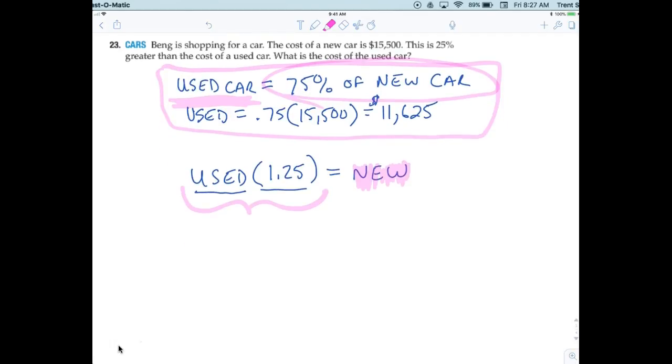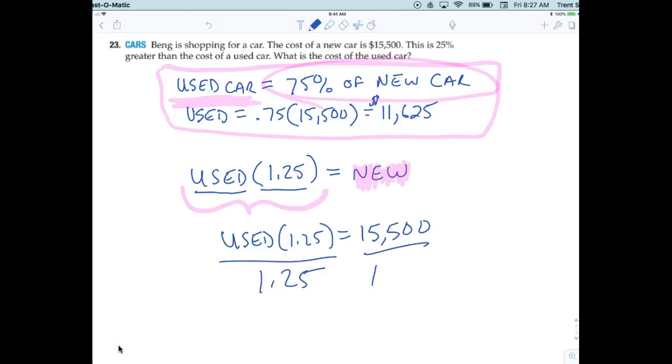So we're technically taking the used car times 1.25, and that equals 15,500. And so now we do what? Divide by 1.25, divide by 1.25. All right? And so now take 15,500 divided by 1.25. And what is that? 12,400. Yeah, exactly 12,400. Yes. All right, so now, wow, today was not a good day to start the day.